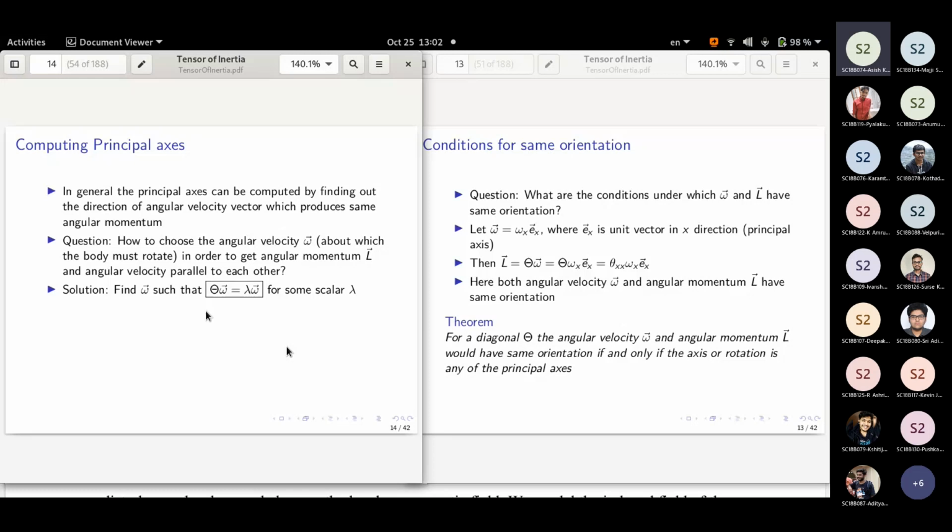Sir, what is the advantage of having omega and L in the same direction? See, the question now is, if you have a rigid body, someone asks you a question, arbitrary rigid body, shapeless. So if I spin the rigid body, is the object going to remain spinning along the same axis? The answer is in general no. Only along these special axis, the object continues to remain spinning along the same axis.